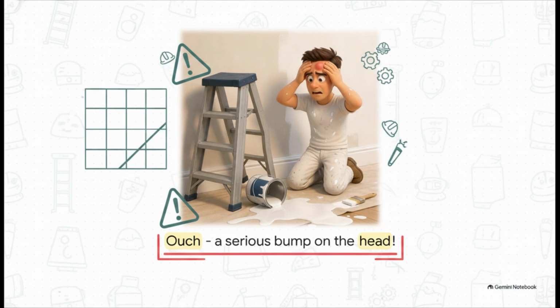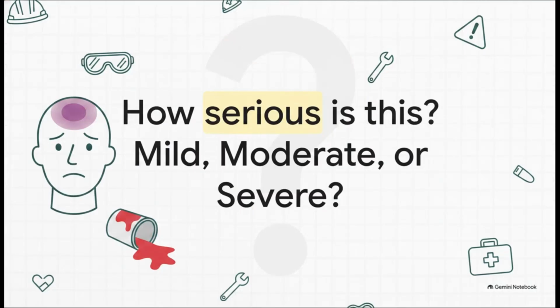This right here is the direct consequence of ignoring the hazards in his workspace. The potential for harm has literally become actual harm. So, this brings us to a critical question as safety inspectors. We have an injury, but to calculate our risk, we need to evaluate it. How serious do you think this specific injury is?